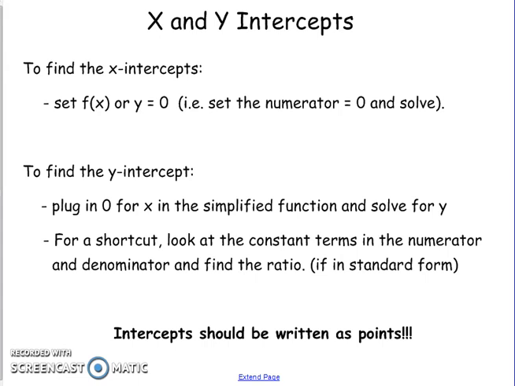To find the y-intercept, that's when x is 0. The y-intercept is where it's crossing the y-axis, where x is always 0. So just plug in 0 for x into the simplified function and solve for y. As a shortcut, since you're plugging in 0 for all the x's, any term with an x is going to be 0. So you're going to look at the constant term in the numerator and the denominator and just find their ratio, as long as it's in standard form. And intercepts should always be written as points, so it's always x comma y. If it's an x-intercept, it's going to be an x comma 0. If it's a y-intercept, it's going to be a 0 comma y.